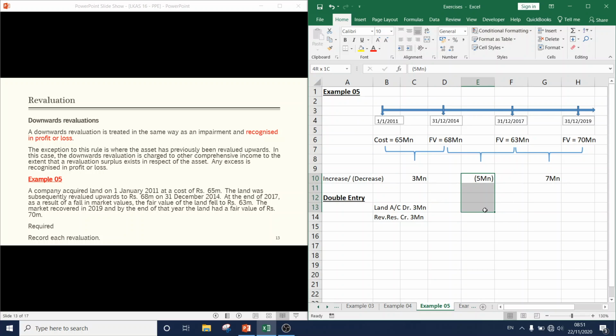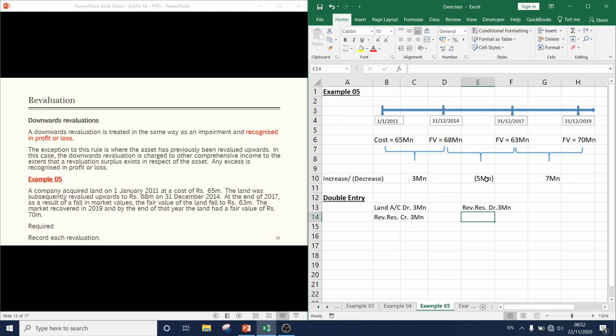Then for this amount, what is the double entry we need to pass? How can we record this decrease, this downward revaluation? Before that, we need to see what has previously happened. Here we have a downward revaluation, but previously we identified an upward revaluation. We have a 3 million balance in our revaluation reserve account. First we need to reverse this, or eliminate this. It means revaluation reserve account, we need to debit 3 million.